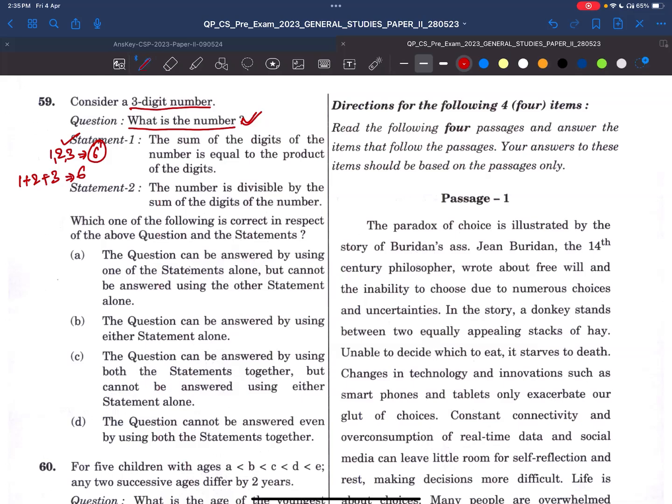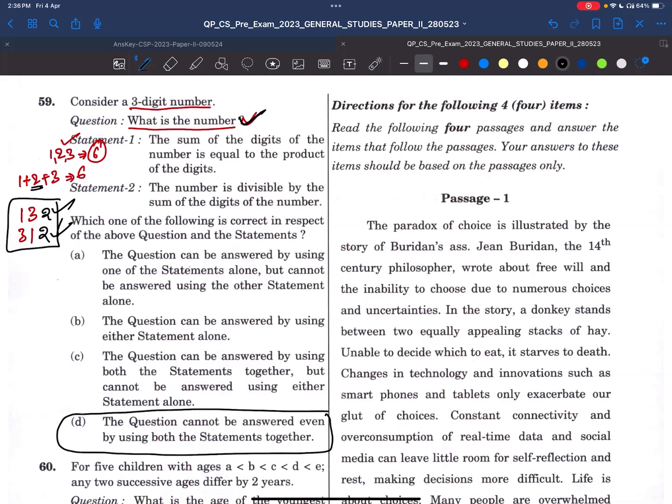Okay. So what are the even numbers possible? The only even number in the digits is 2 now. So in the units place, it should be 2. We can place 132, right? So 3, 1, 2. But we are getting 2 numbers, right? He's asking what is the unique number, right? We are getting 2 possibilities. So the question cannot be answered even by using both statements together.